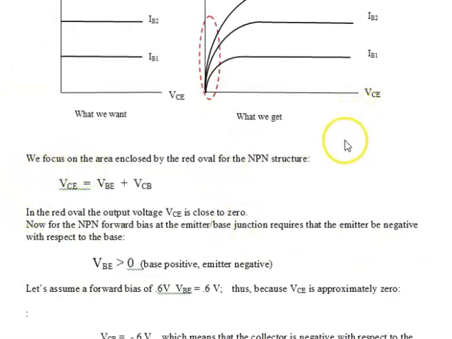And if we look, this is for an NPN because it's VCE. If we write an explicit expression for VCE, it's equal to VBE plus VCB. This means that the collector is positive with respect to the emitter, the base is positive with respect to the emitter, and the collector is positive with respect to the base. Okay, so for an NPN, this region here is very small VCE, approximately equal to 0.